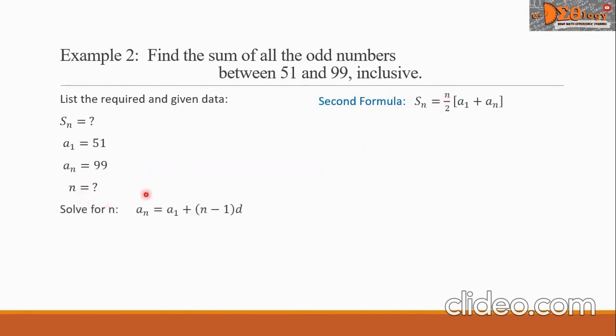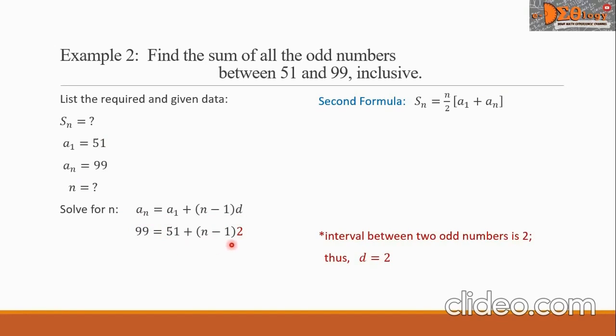Remember, we have the general term formula that is like this: a sub n equals a sub 1 plus the quantity n minus 1 multiplied to d. Let us substitute the values. The 99 is the last term, so we will put here 99 equals a sub 1 is the first term, that is 51, plus the quantity n minus 1 will be same, and d is 2. Remember, the interval between odd numbers is 2, so that is the common difference.